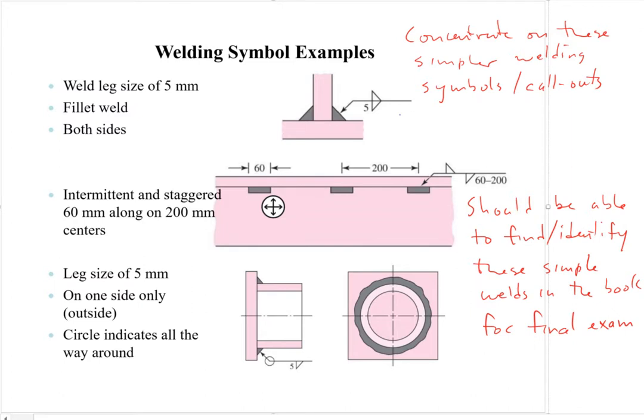this here, which is the size. So this is the weld size. It's a fillet weld. As you can see, this means it's a fillet weld. And then this means that it's both sides, right?